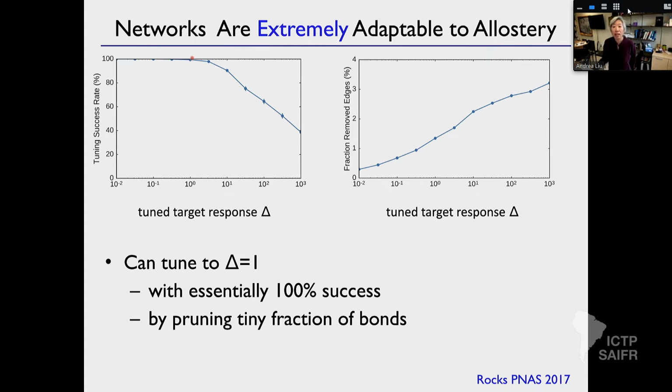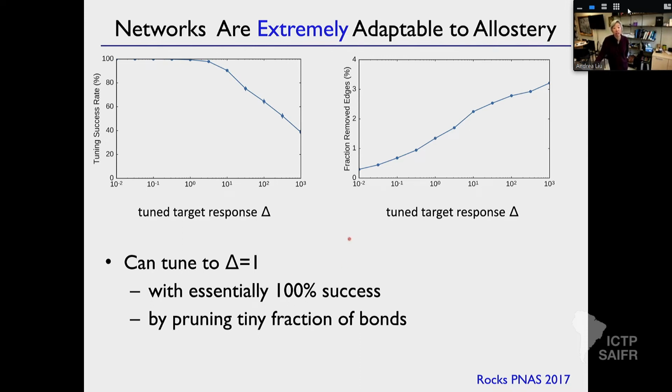Not only that, it turns out that for a network of about 1,000 edges in 3D, I have to remove on average about 5 bonds in order to get a response of order 1. It depends on the size of the system because there's a scaling. It scales like the linear size of the system. But in this case, it's about 1.5% of the bonds to get the target response.